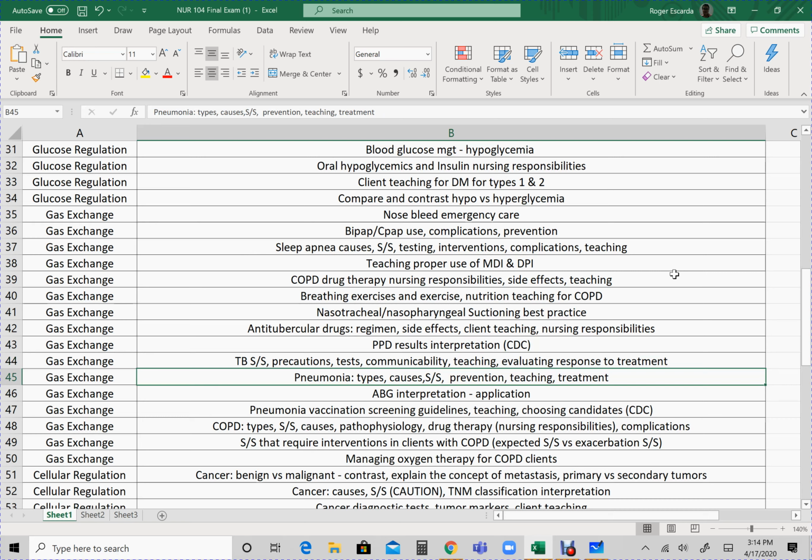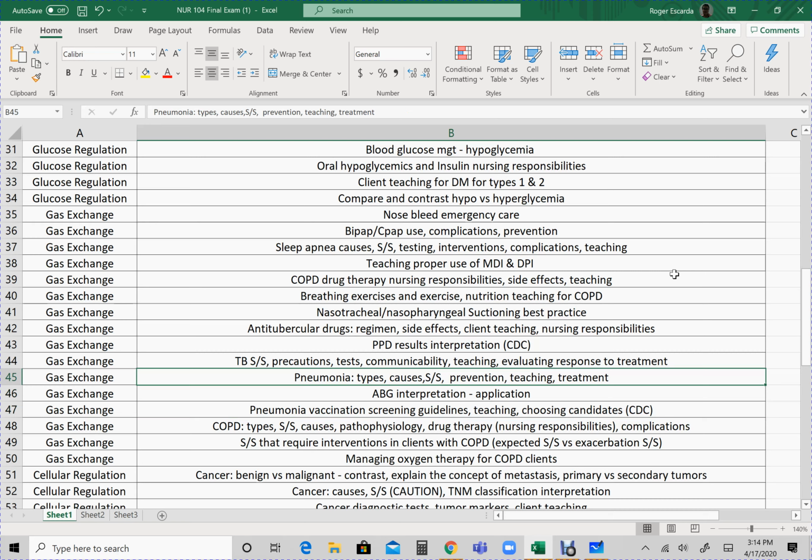Next is pneumonia. Types from community acquired to the healthcare associated pneumonia. Causes for each, signs and symptoms, how do you prevent it. There is a chart on preventing pneumonia. And of course that will include vaccination, but I do have vaccination separately here, line 47.